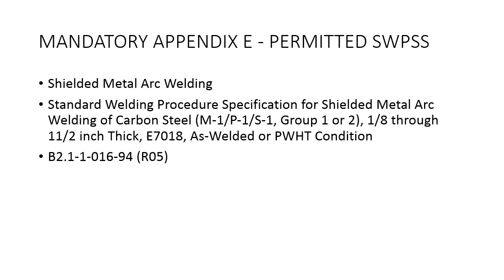M1, P1, S1, group 1 or 2, 1/8 inch through 1.5 inches thick, using 7018 in the as welded or post weld heat treated condition. Here's the number. You go pay the American Welding Society their $294 or whatever the pricing is now. I think it's under $300. They'll send you this document and you adopt it as your own.